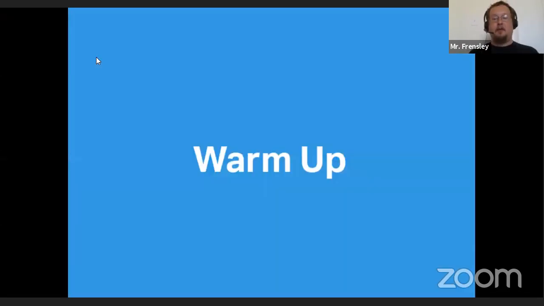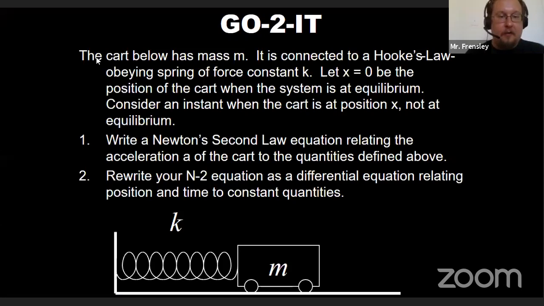All right, start with a warm-up. I'm going to call it a go-to. We've got a cart, it's mass M. It's attached to a spring constant K. Let's let X equals 0 be the equilibrium. That's where the spring has no stretch or compression. But what I want you to do is consider the cart when it's not at X equals 0, but at some other X, which we're just going to call X.